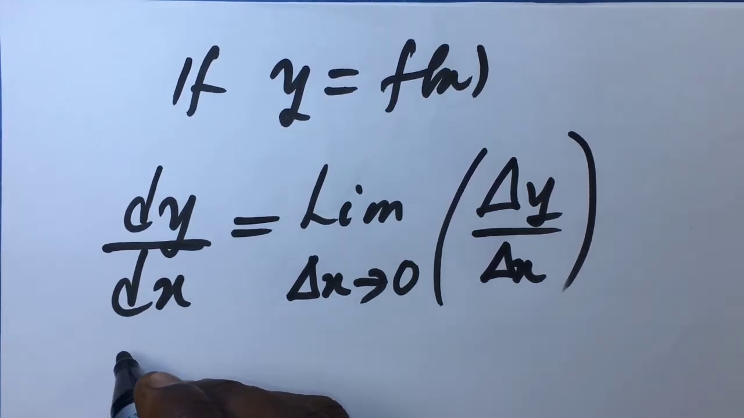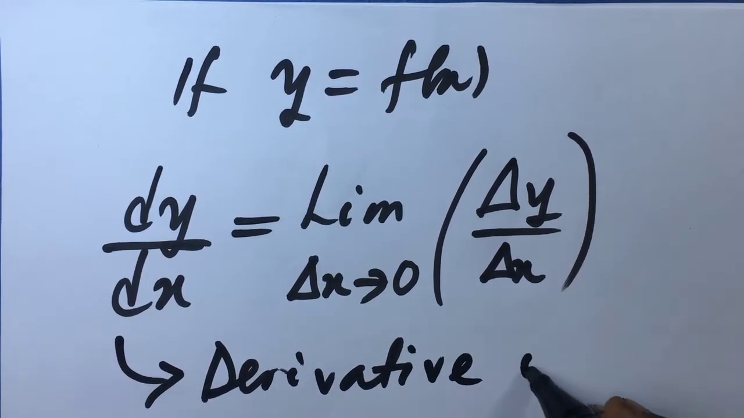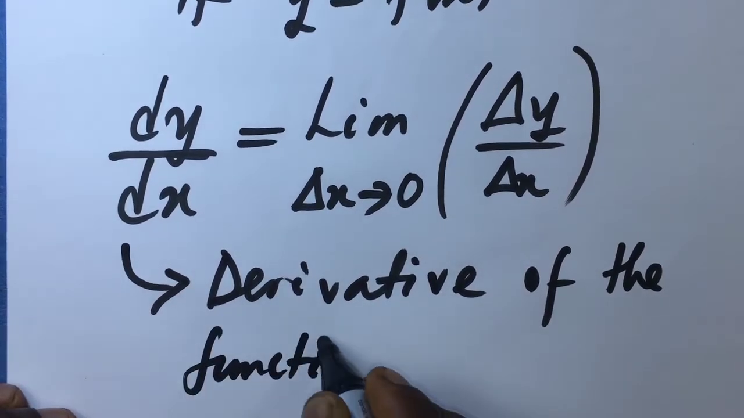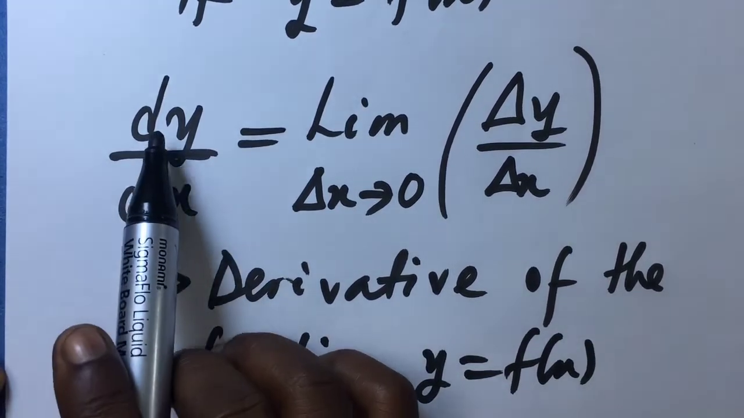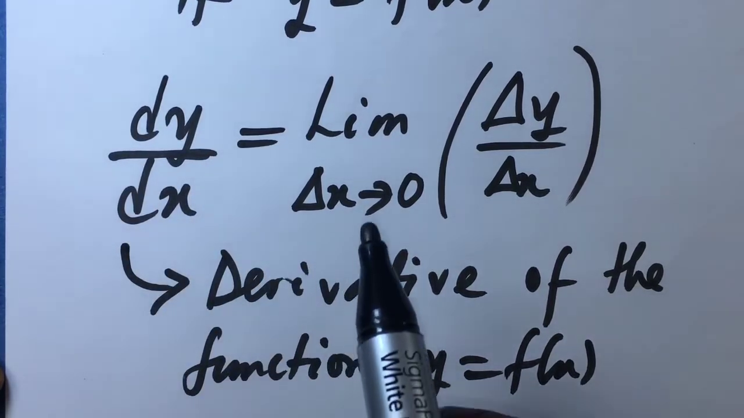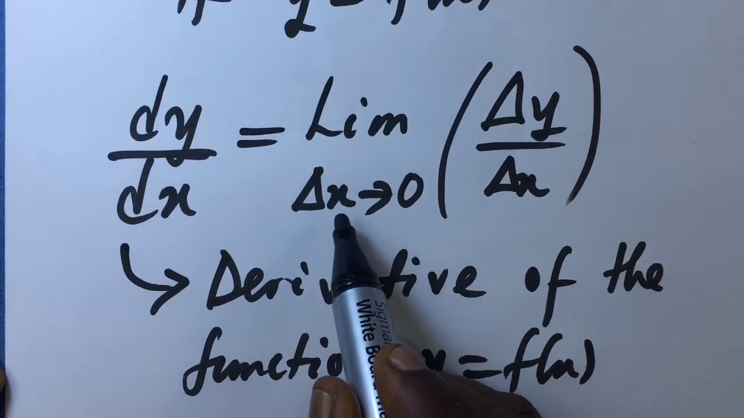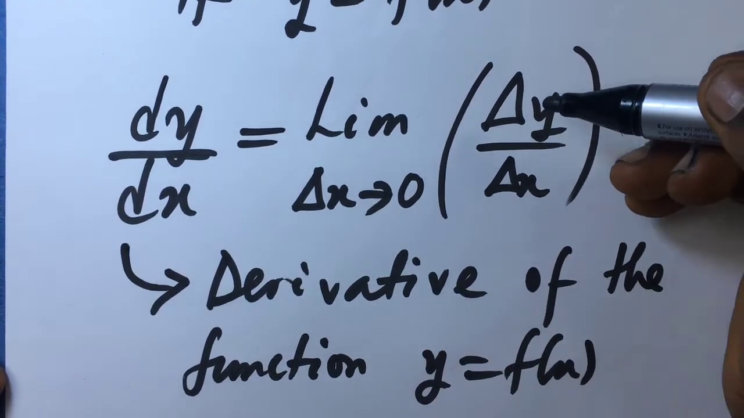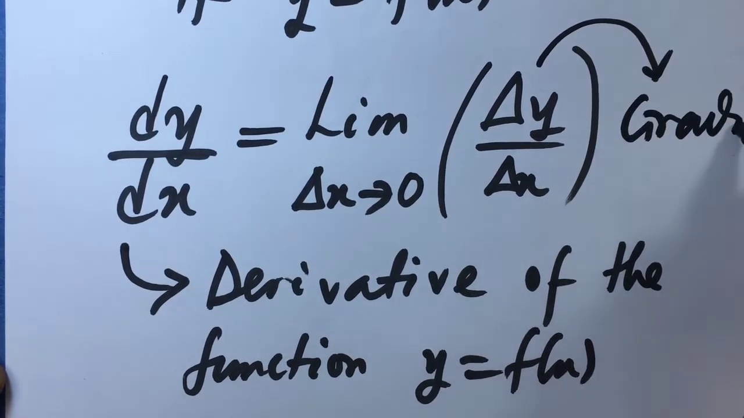So what is dy dx again? It is called the derivative of the function y equals f of x. It is pronounced as dy dx, and it is defined as the limiting value, as change in x, the infinitesimal change in x, the independent variable, tends to 0, of what is called the gradient function. So this ratio, change in y all over change in x, is called what? It is called the gradient function.